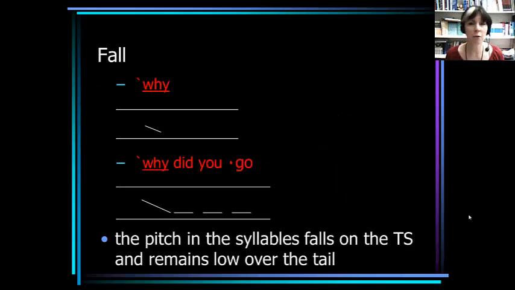Now the pattern for a falling tone is not a mirror image of the rise. For a falling tone I have something slightly different. So here is my single syllable fall. Why? Why? Try that with me. Why? Why? Okay. Now if I have a tail following a falling tone, then my pitch falls on the tonic syllable linguistically, and then I have what's described as a low level tail.